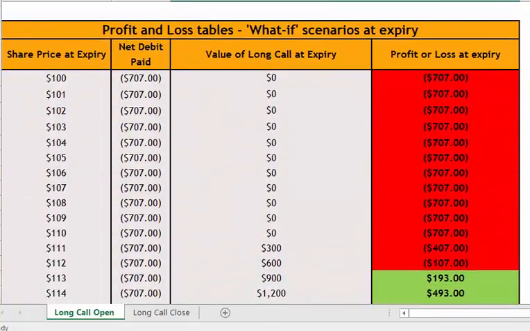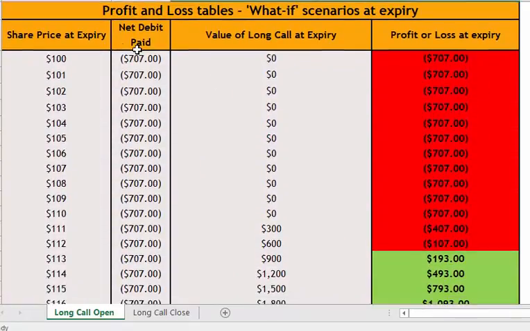So these are what if scenarios. What we're saying here is, well, if we get to expiry Friday, in this case December the 16th, and the share price is at a certain level, let's say it's at 100 or 101 or 102, what would that mean for us in terms of profit or loss? So the first thing we put in is the debit we paid for the trade. So remember, we bought 3 call option contracts at a net cost of $707 when you include trading commissions. So no matter what happens to share price, that's a cost for us, and it will always be there. So that's in the net debit paid section.